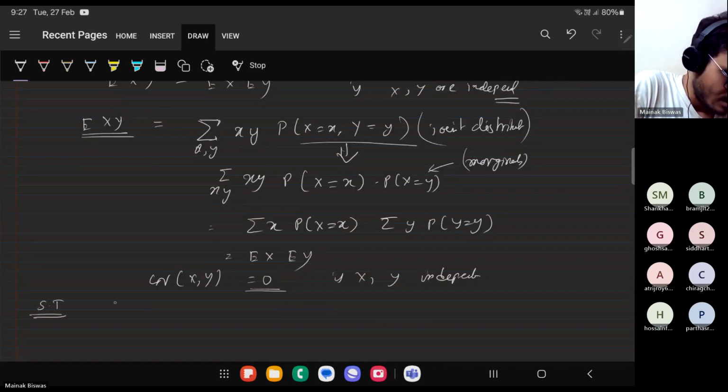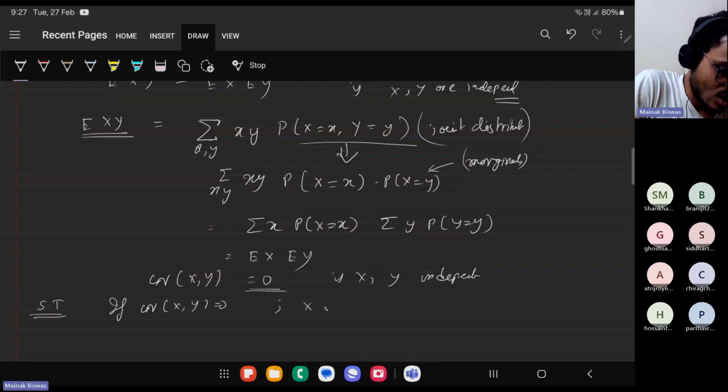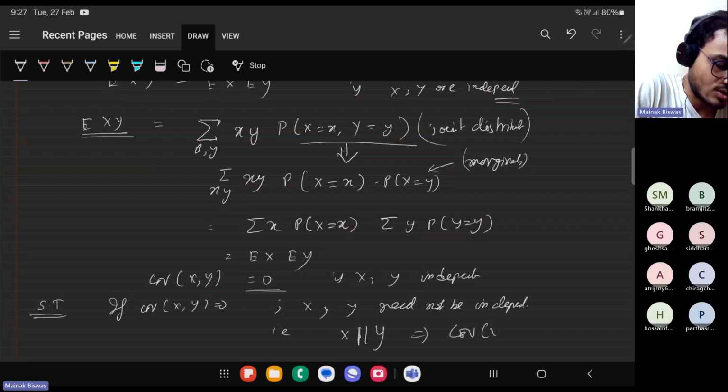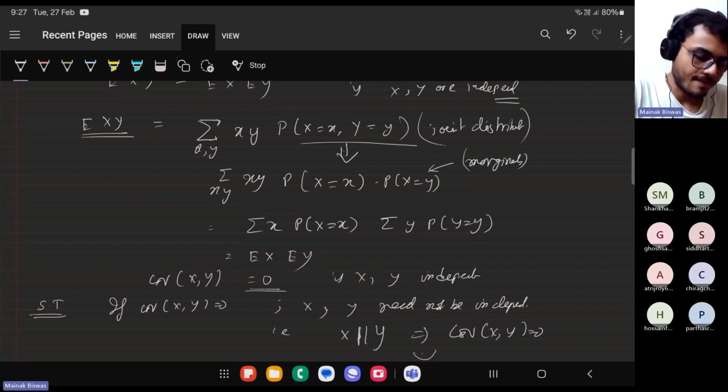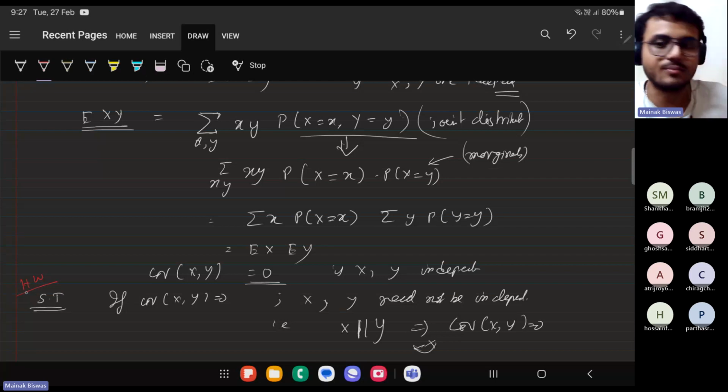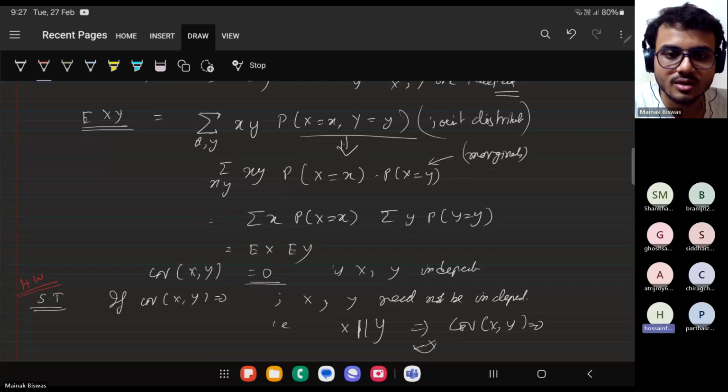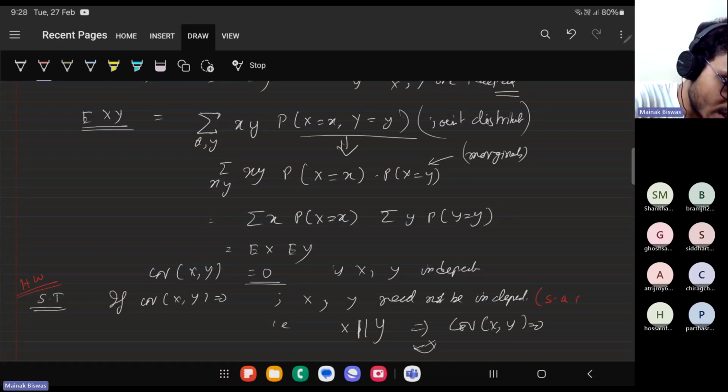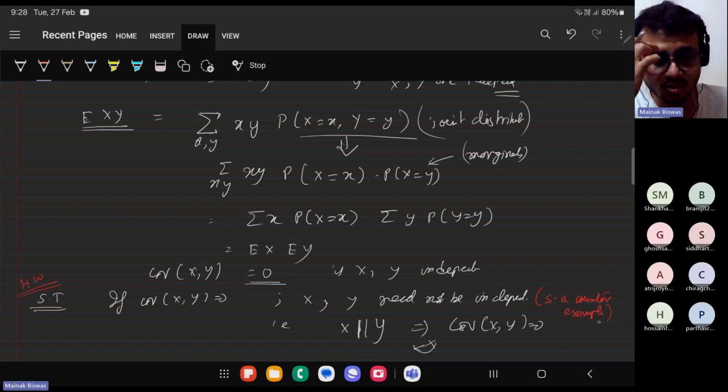I'll give you a homework. Show that if covariance of XY equals 0, X and Y need not be independent. That is, X independent of Y implies covariance of XY equals 0, not the other way. Okay, this is your homework. Try to find a counter example. I hope you know how to do proofs where we have to show no. That is, you need to show a counter example. Very simple. Just think about it for 1-2 minutes. You'll get the counter example. No issues.